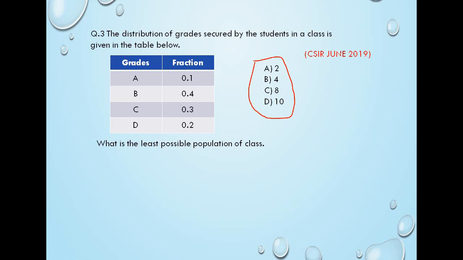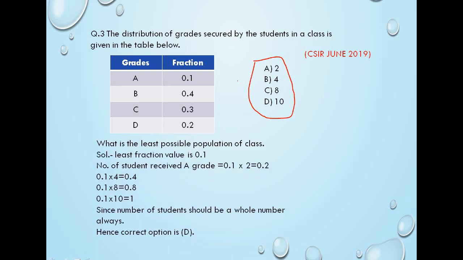How? Let us check here. Okay, since the least fraction value is 0.1, the number of students receiving the A grade will be the product of this fraction into the total population. If we assume that the total population is 2, the number of students receiving A grade will be 0.1 into 2 and it will give you the value 0.2. Means the number of students receiving grade A is 0.2. Can it be possible? I am asking, can it be possible or not?